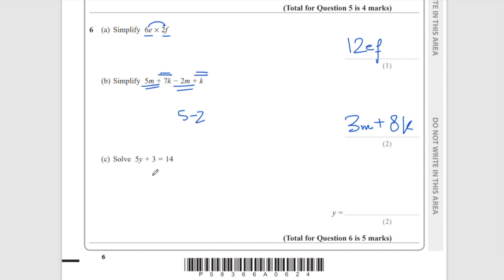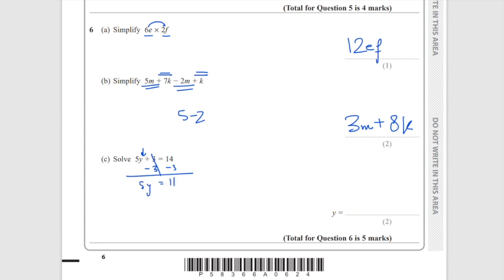Now here we have a two-step equation. We have to isolate our y. Whatever is with y, you have to throw it away. So first I'll throw 3. It's a plus 3. The opposite is minus 3 on both sides. So plus 3 minus 3 cancel each other. 5y is 14 minus 3, which is 11.